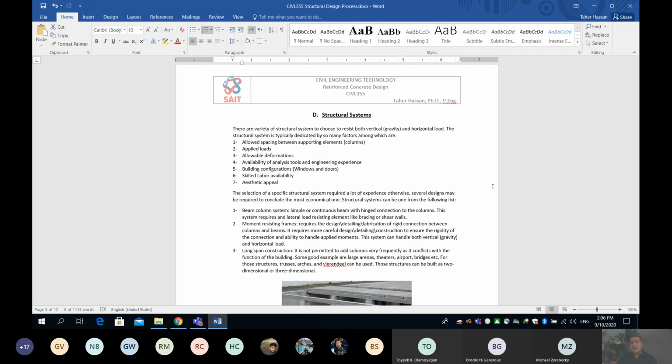The availability of the analysis tools and engineering experience. Okay, so how many of you have seen a cable stay bridge or suspension bridge? Any help? Like in Calgary here, do we have any suspension bridge? You know what that means, suspension bridge? It's a bridge that has a big column, a big pylon, and big cables coming from this column or pylon to hold up the bridge. Has anybody seen one in Calgary?